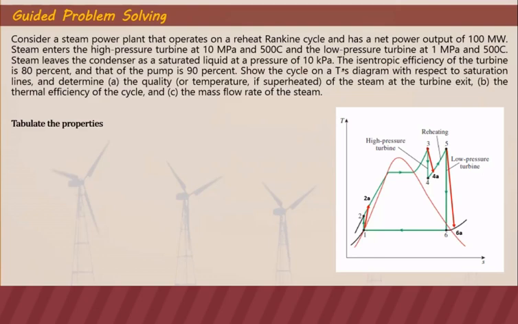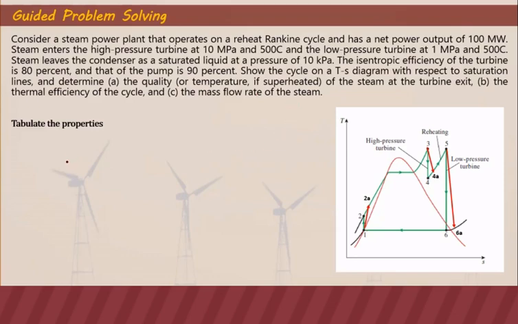So this is the answer for this question here, to show the cycle in a TS diagram with respect to the saturation lines. So this is the TS diagram of this cycle. What we're going to compute now is the quality, or if it is superheated, then we're going to compute the temperature at the turbine exit. The turbine exit is our point 6A. Then the thermal efficiency of the cycle and the mass flow rate of the steam.